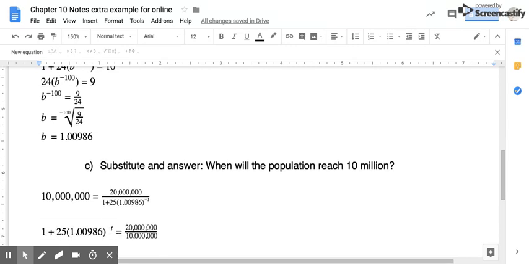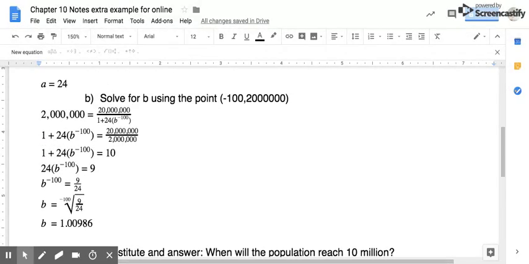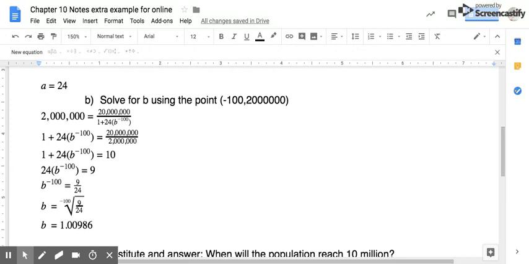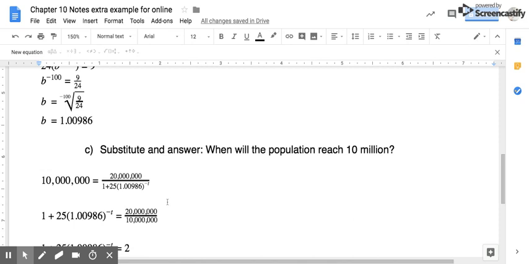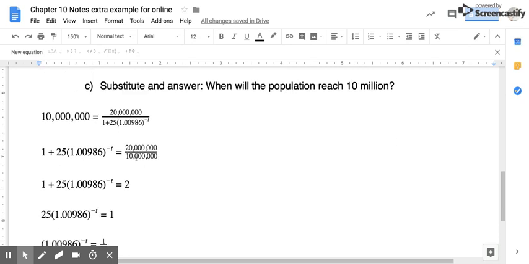Now, once I get my B, I have A is 24, B is 1.00986. I'm going to substitute to find out when the population will reach 10 million people. I'm going to solve for T. So it's the same process over and over again. Anderson swap. I get 20 million over 10 million, which is 2. Subtract 1 from both sides.